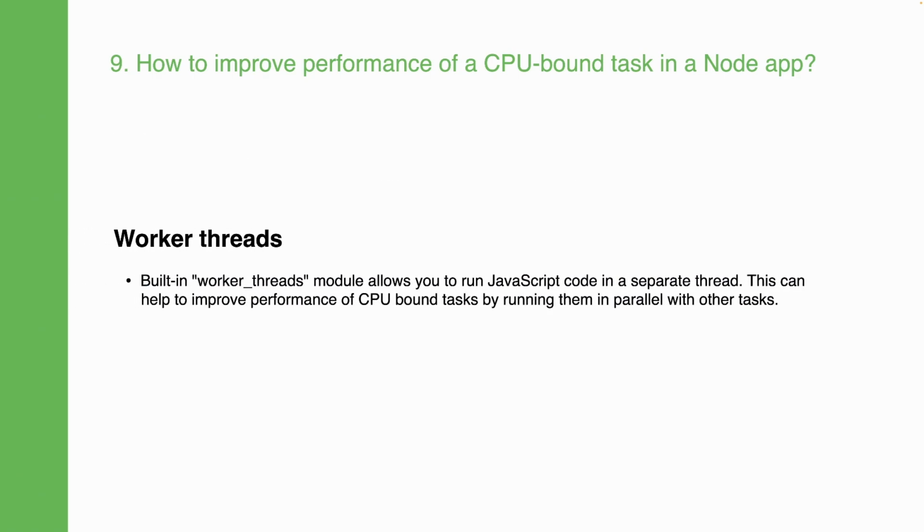The next quite important and useful module for CPU-bound tasks is worker threads. It allows you to run JavaScript code in separate threads outside of the main event loop and the main thread. This can significantly improve the performance of CPU-bound tasks and the overall application by enabling those tasks to be run in parallel with the main thread, preventing it from being blocked.